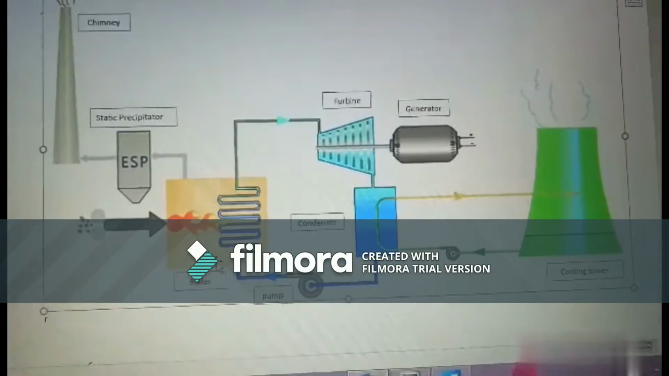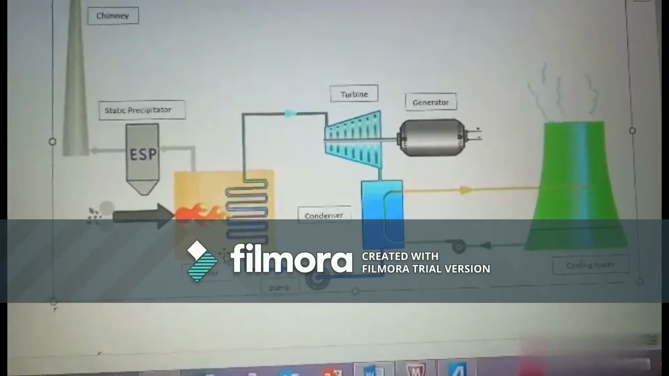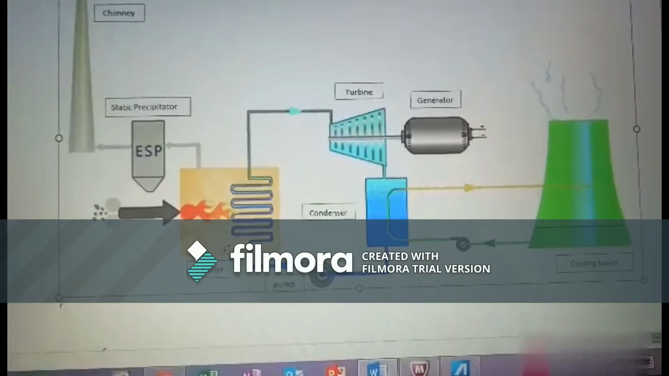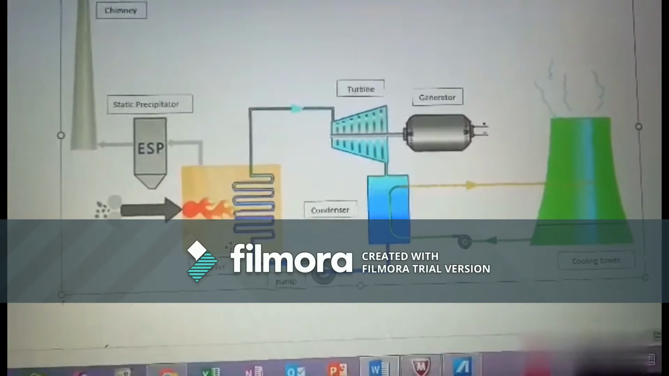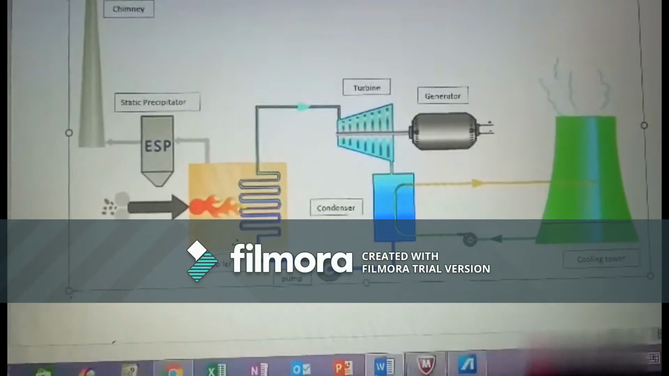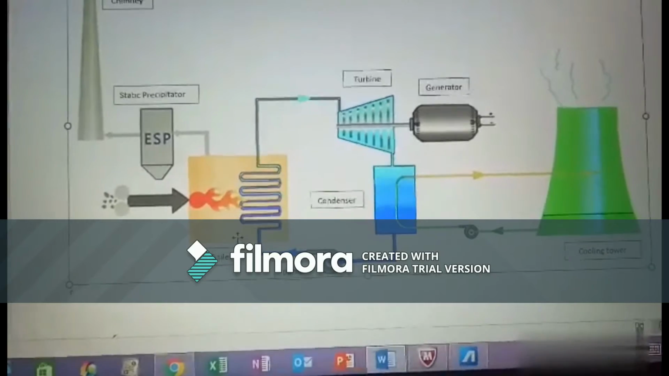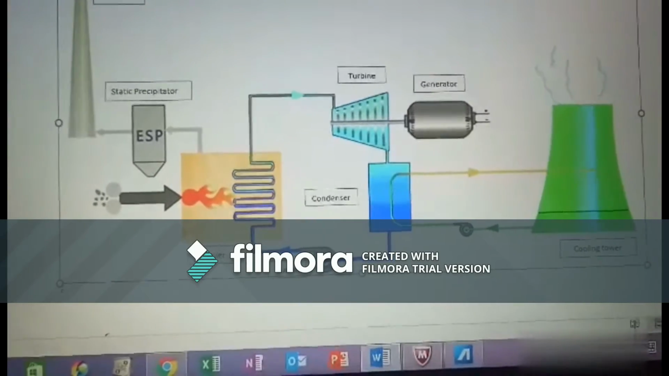In a thermal power plant, the fuel can be coal or nuclear and produces contaminants. The contaminants are removed before release to the environment by using an ESP or electrostatic precipitator and through the chimney.